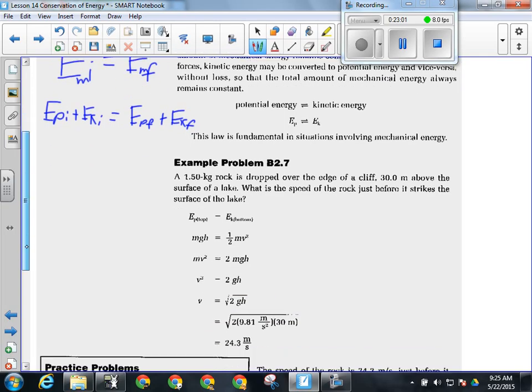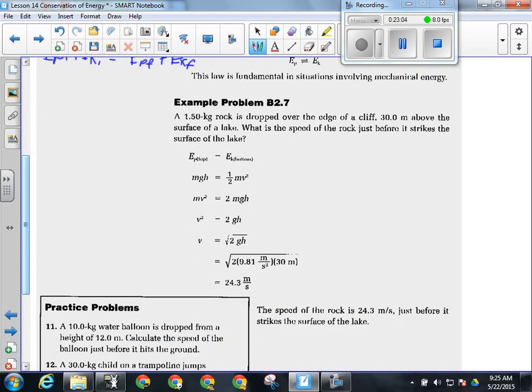So let's look at this example here. If I have a 1.5 kilogram rock dropped over the edge of a cliff 30 meters above the surface of the lake, what's the speed of the rock just before it strikes the surface of the lake? So I'm gonna cross off what they have here because I don't like what they do here. Okay? Because it's going to lead to mistakes later. Okay? Can I know for sure that if I drop a rock off of a cliff, the energy it had when I dropped it will be the energy it has when it hits the lake? Yes, I can. Okay? Because the law of conservation of energy tells me so.